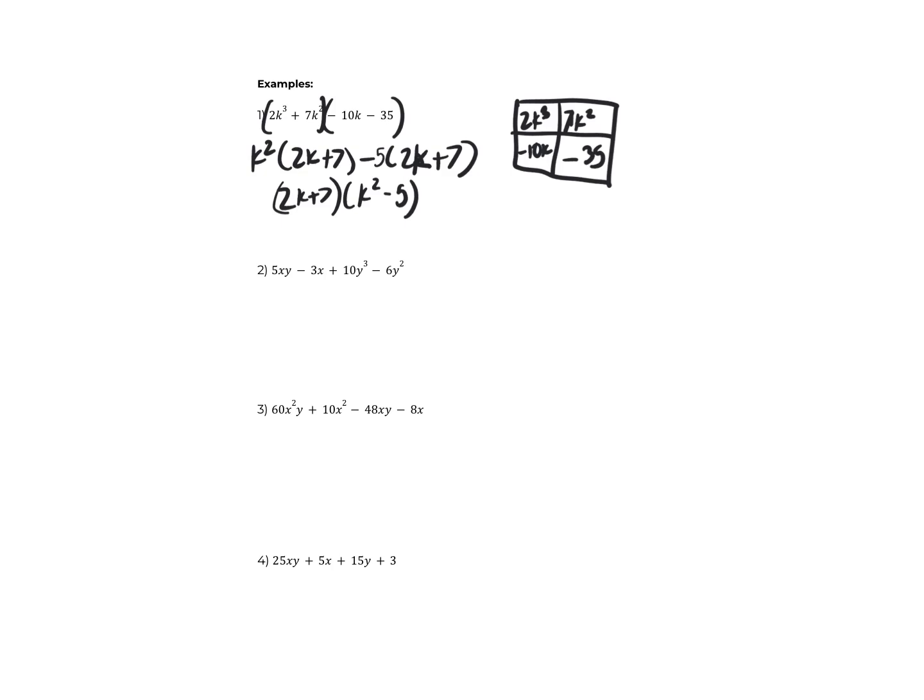So working our way across, I can factor out a k squared, and then the second row I can factor out a minus 5. The top, or the left side here, 2k cubed and negative 10k, I can factor out a 2k. And then a 7k squared and a minus 35, I can factor out a plus 7. So my factors are 2k plus 7 and k squared minus 5.